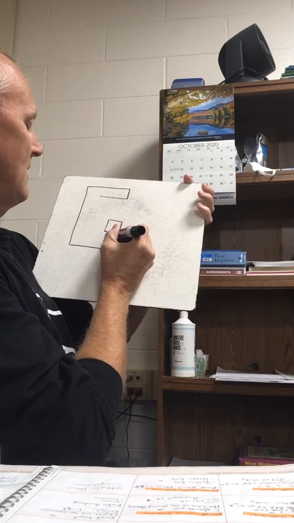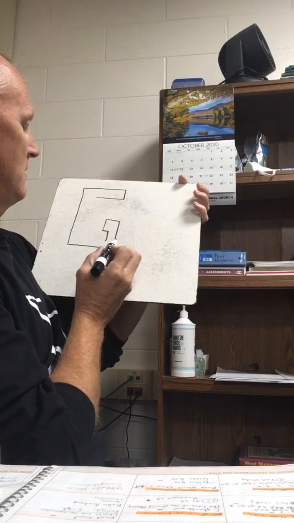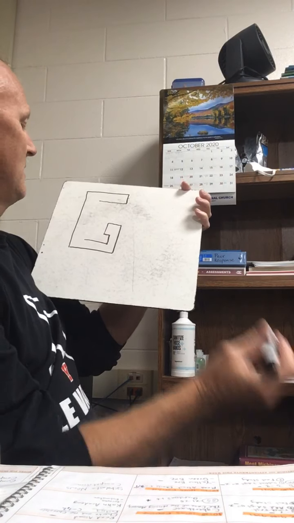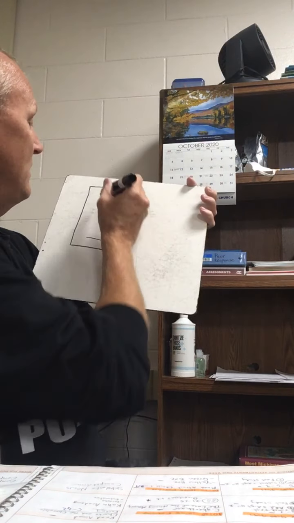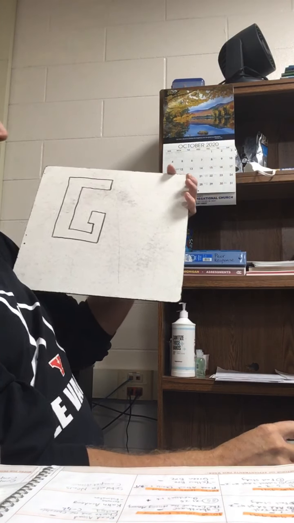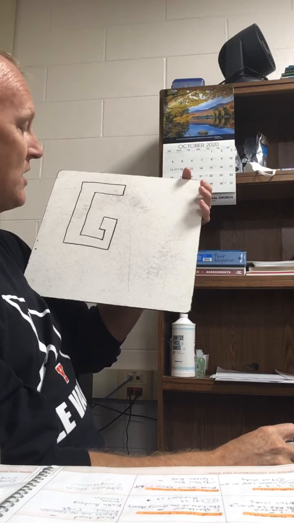And then from there, we're going to go back in just a little bit. And then we're going to come down a little bit. And then we're going to go across horizontally. Now we'll connect our two endpoints. And there we have what's called a block G.